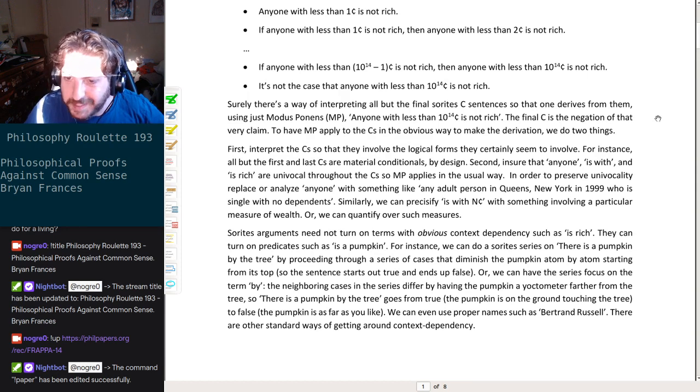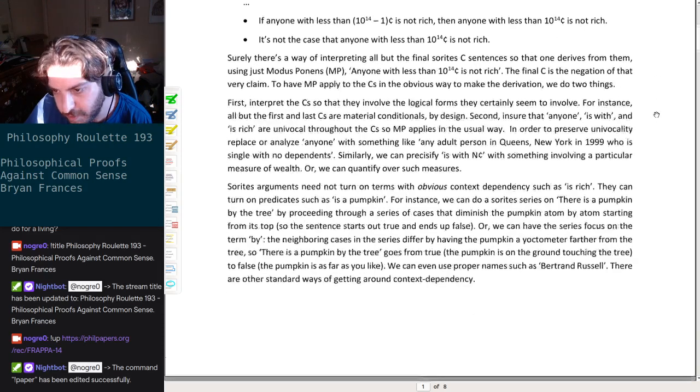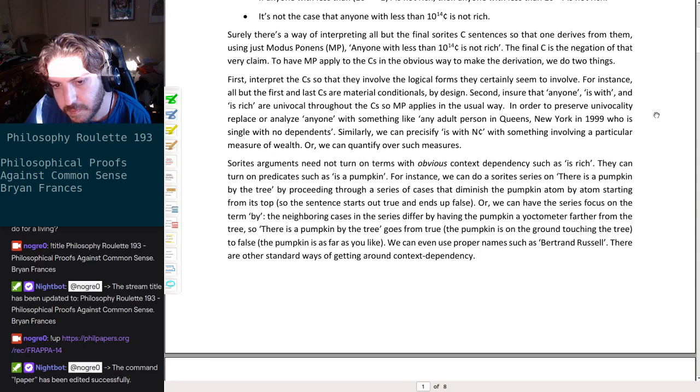Similarly, we can pre-specify 'is with n cents' with something involving a particular measure of wealth, or we can quantify over such measures. Sorites arguments need not turn on terms with obvious context dependencies such as 'is rich'. They can turn on predicates such as 'is a pumpkin'. For instance, we can do a Sorites series on 'there is a pumpkin by the tree' by proceeding through a series of cases that diminish the pumpkin atom by atom, starting from its top, so the sentence starts out true and ends up false. Or we can have the series focus on the term 'by'.